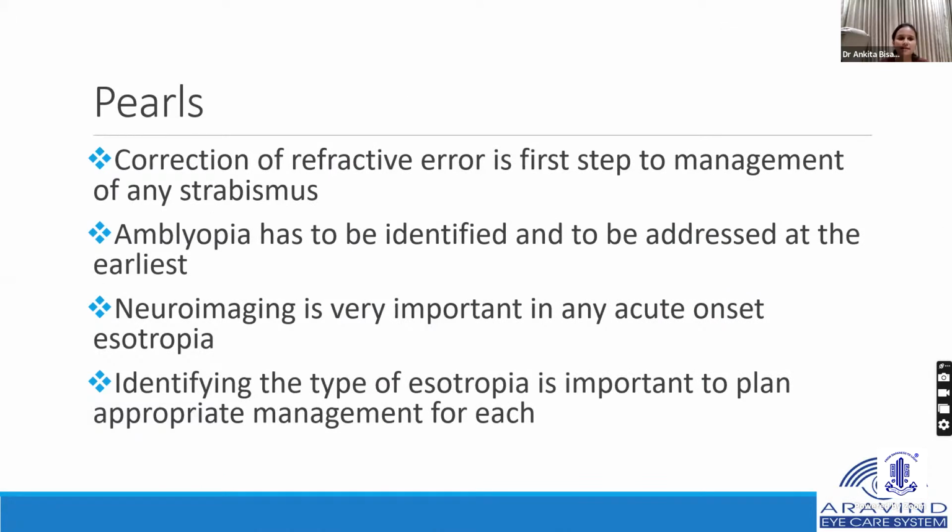So pearls would be: correction of refractive error is the first step of management of any strabismus. Amblyopia has to be identified and addressed at the earliest. Neuroimaging is very important in any acute onset esotropia. Identifying the type of esotropia is important to plan appropriate management for each case.